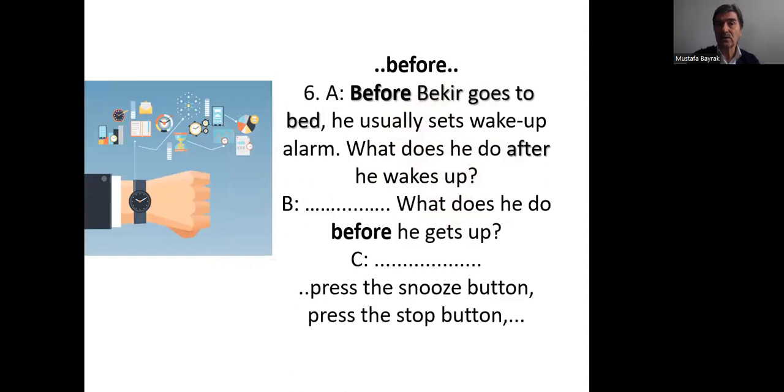Before Bekir goes to bed, he usually sets a wake-up alarm. Okay. Present, because this is his habit. What does he do after he wakes up? After he wakes up, he washes his hands and face. What does he do before he gets up? Before he gets up, he presses the snooze button to sleep a few minutes more. Then of course he presses the stop button. Okay.